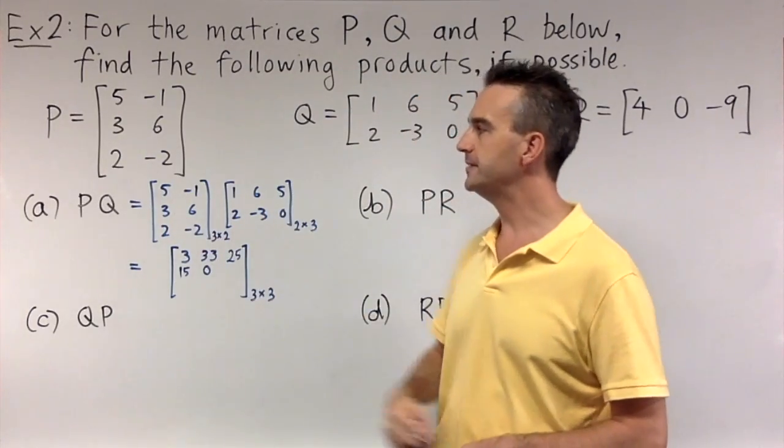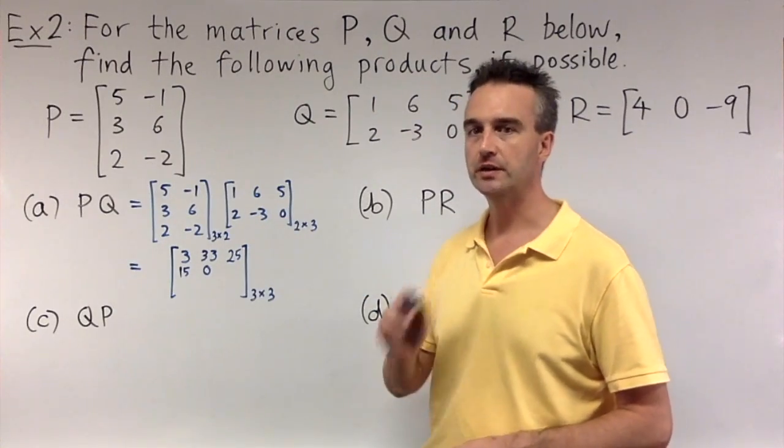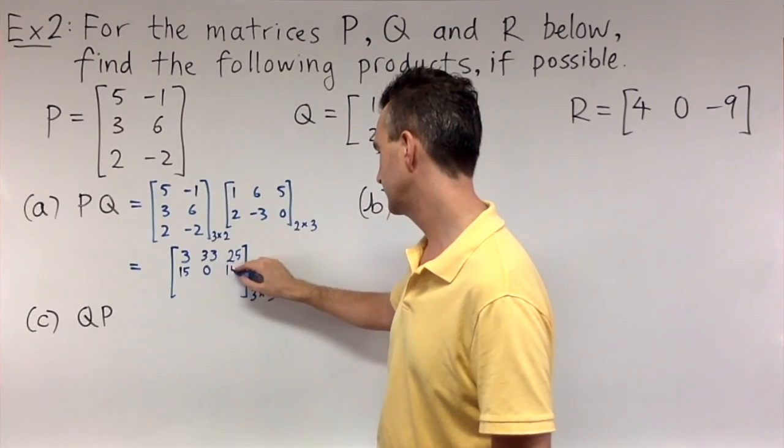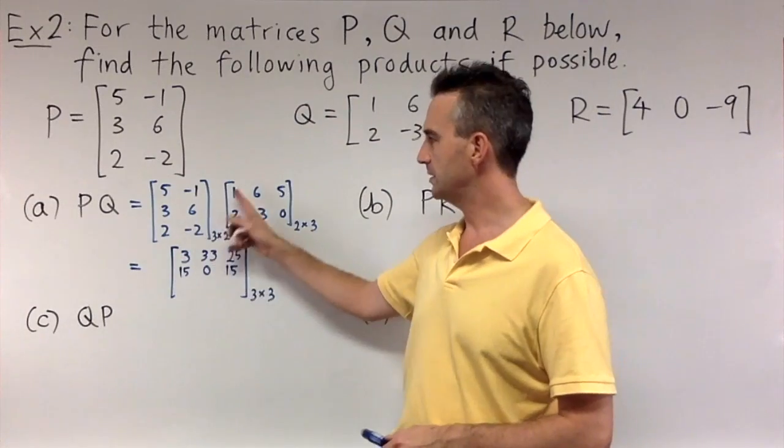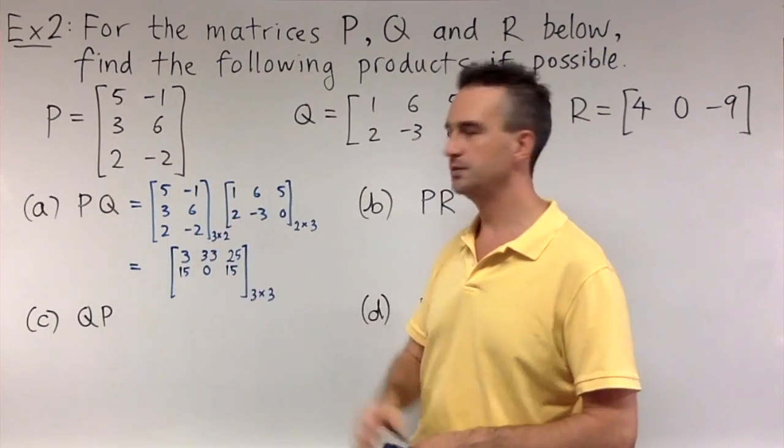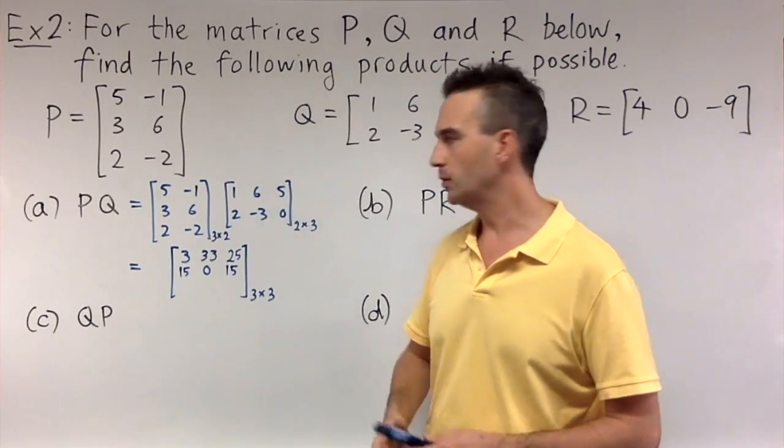3 times 5, 15. 6 times 0, 0. Leaving 15. 2 times 1 is 2. Negative 2 times 2 is negative 4. 2 minus 4, negative 2.